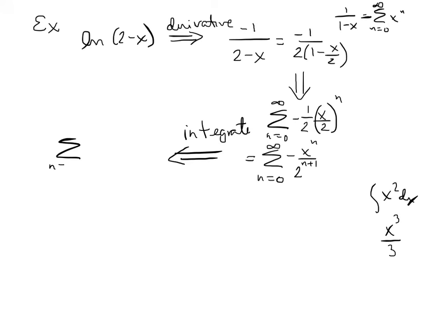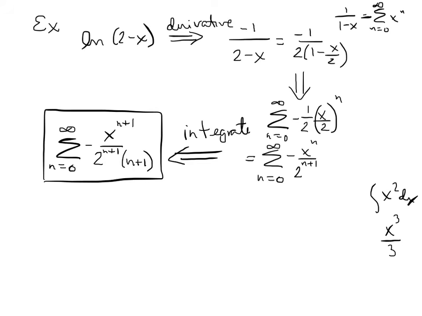So I've got my sum. The negative is a constant. The 2 to the n plus 1 is a constant. I'm only integrating the x's. So only for the x's am I going to add 1, and then I'm going to divide by that number. And we're done.